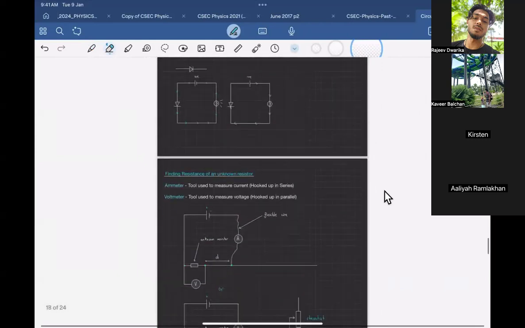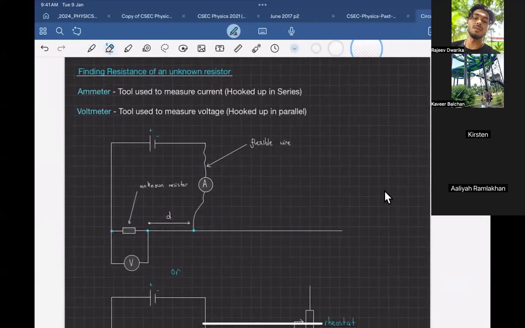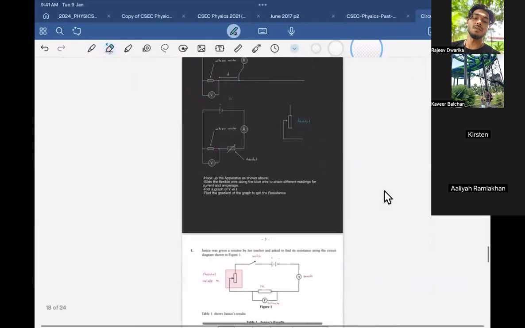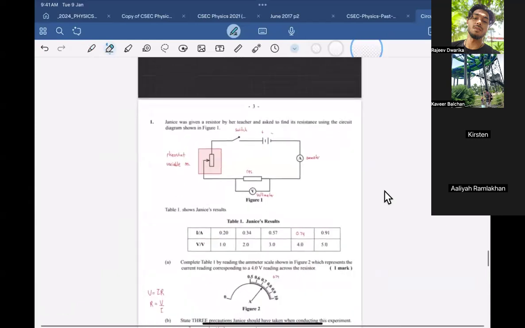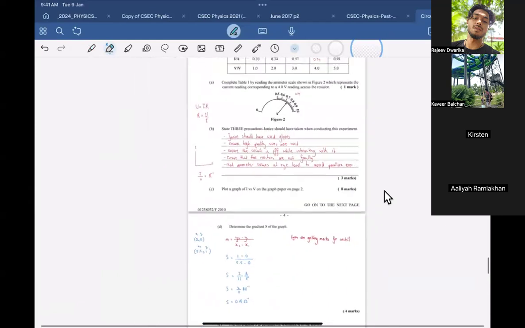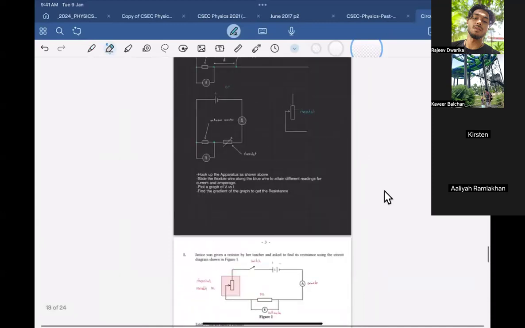Right, VI characteristics, and then we're going to look at finding the resistance of an unknown resistor. This has come sometimes, right? Okay, cool.